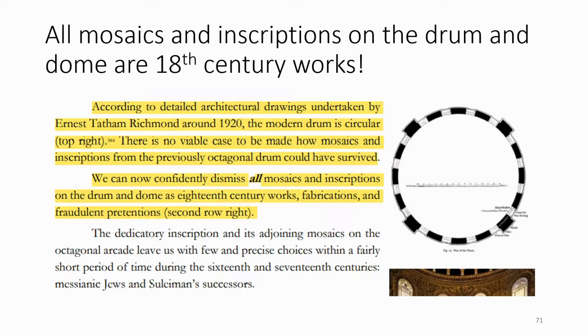We can now confidently dismiss all mosaics and inscriptions on the drum and dome as 18th century works, fabrications, and fraudulent pretensions. The dedicatory inscription and its adjoining mosaics on the octagonal arcade leave us with few and precise choices within a fairly short period of time during the 16th and 17th centuries, Messianic Jews and Suleiman's successors.